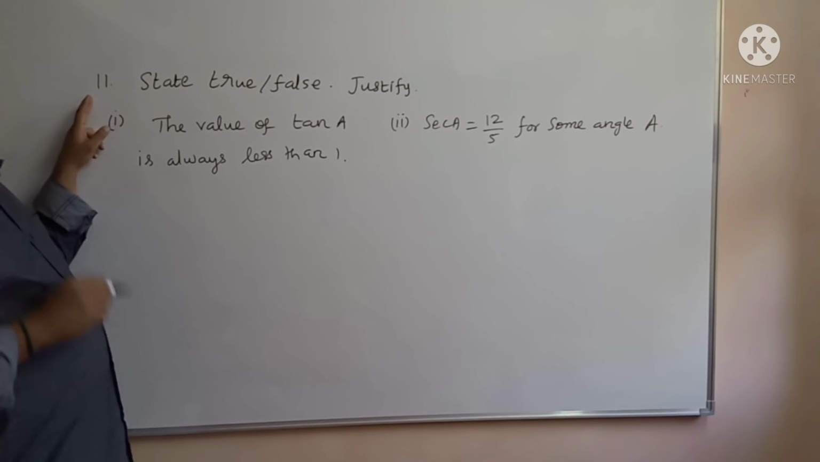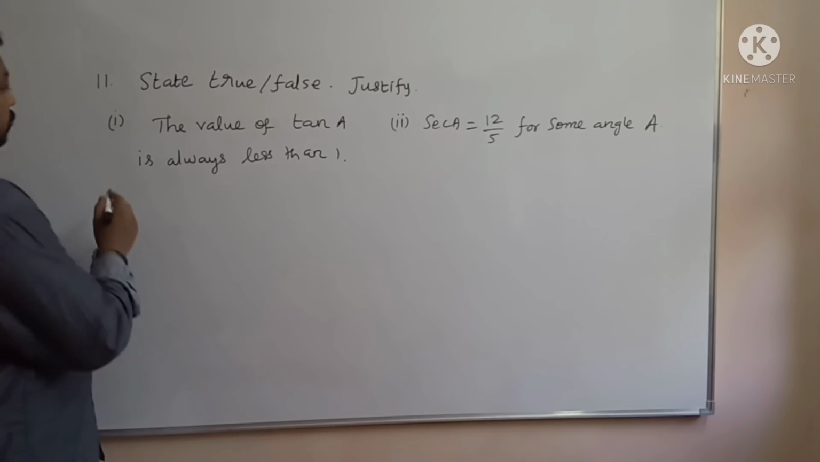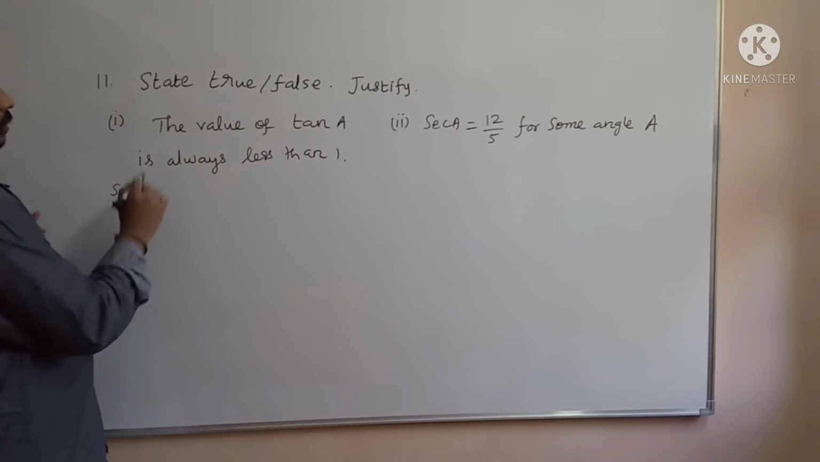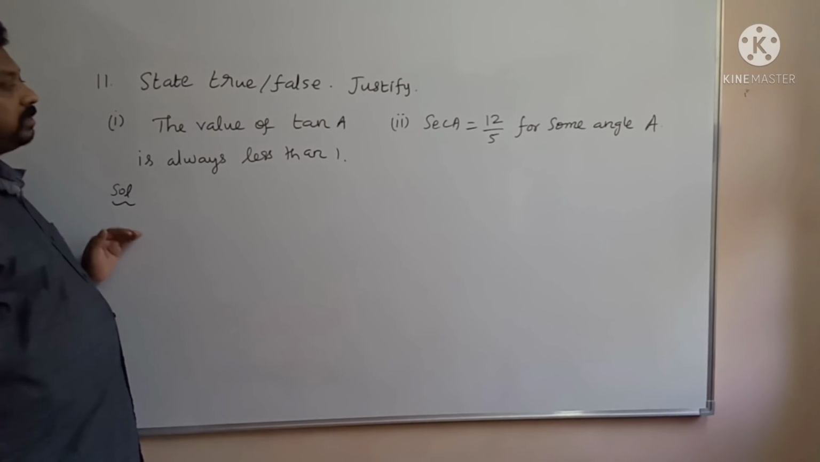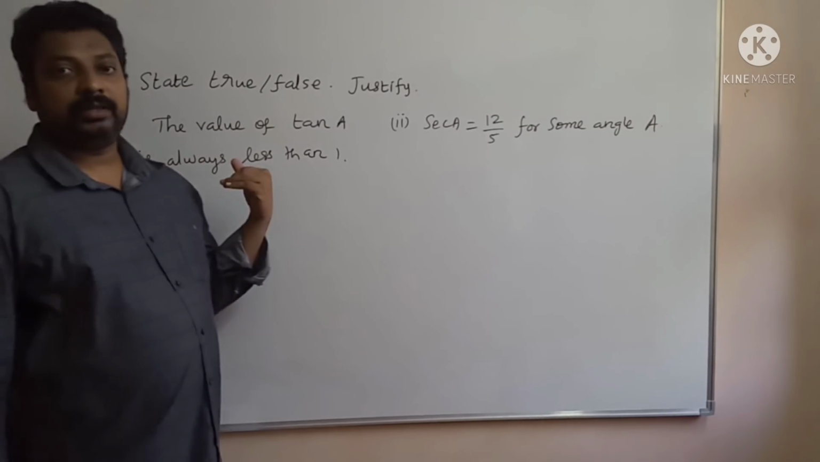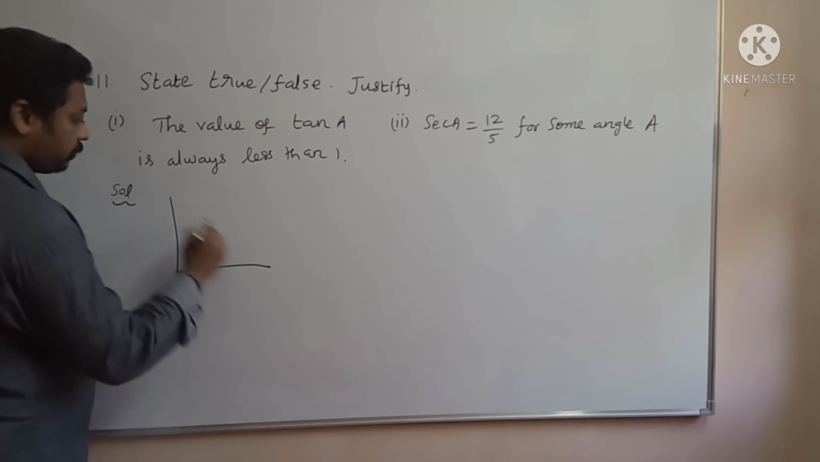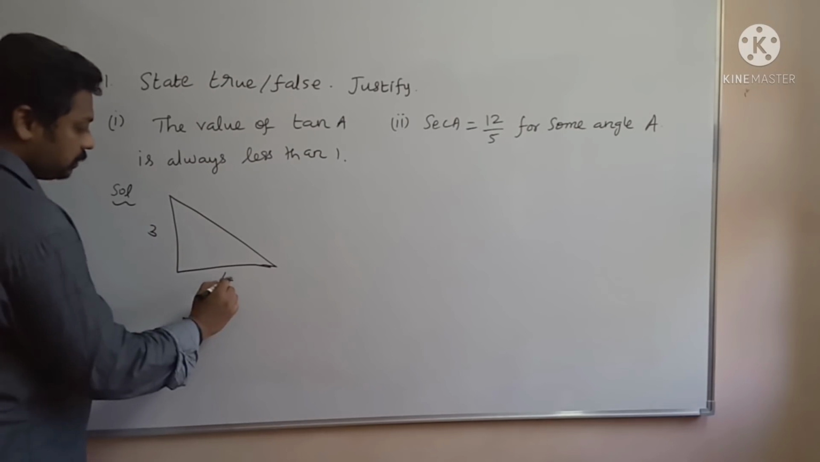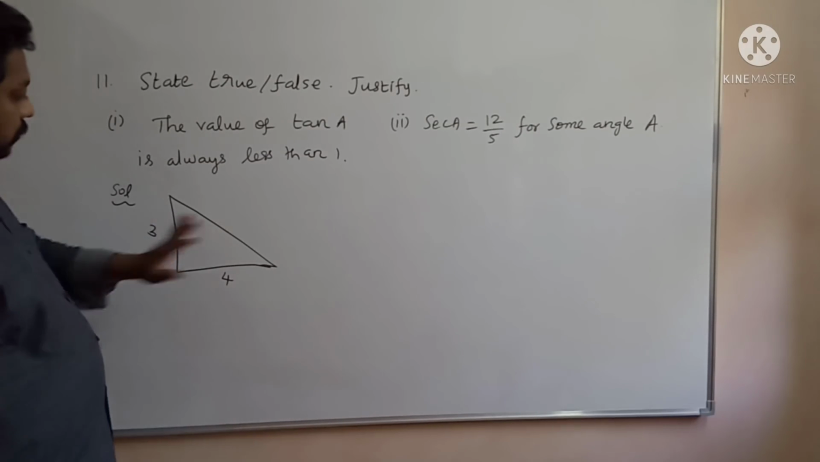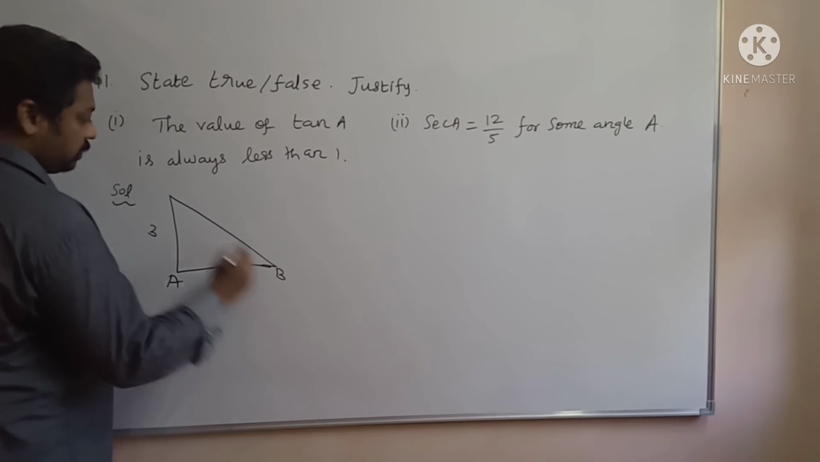Coming to the last Arabic of this exercise, state true or false and justify your answer. What is the first Roman? The value of tan A is always less than 1. So we will check whether it is less than 1 or greater than 1. We consider a right angle triangle. Let the sides be 3 centimeter and 4 centimeter, and we find the hypotenuse. Let the vertices be ABC.